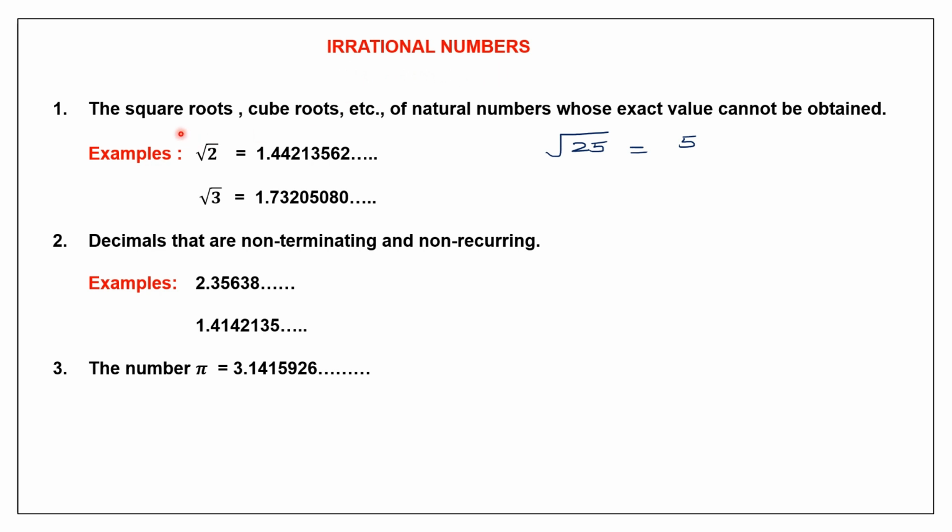So what are irrational numbers? The square roots, cube roots, etc. of natural numbers whose exact value cannot be obtained, like the square root of 2, the square root of 3, and decimals that are non-terminating and non-recurring, that is, they don't end and they don't follow a particular pattern, are called irrational numbers. And the number pi is also an irrational number.